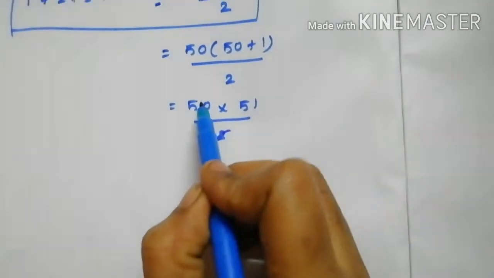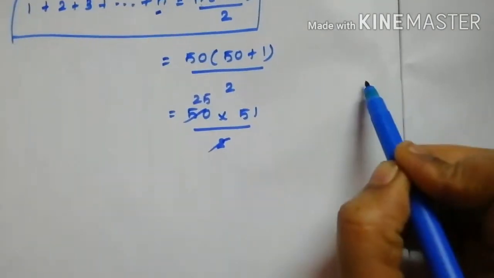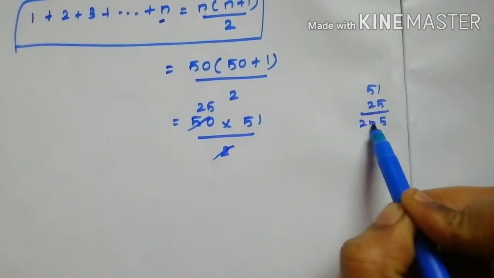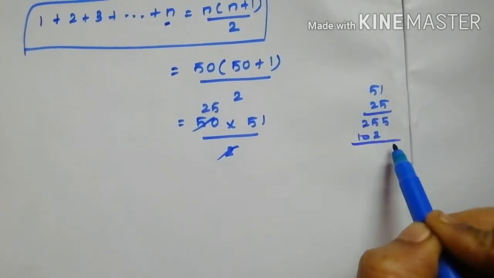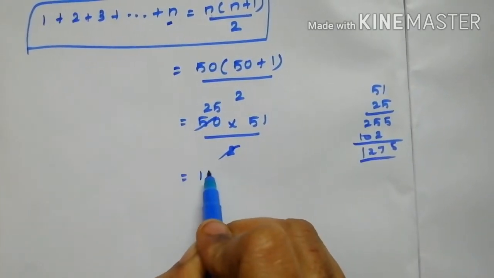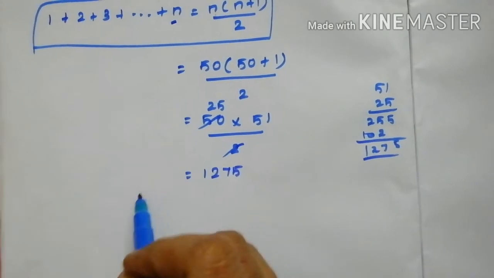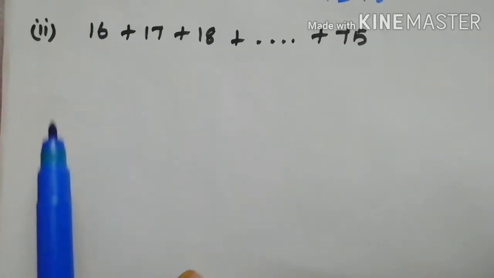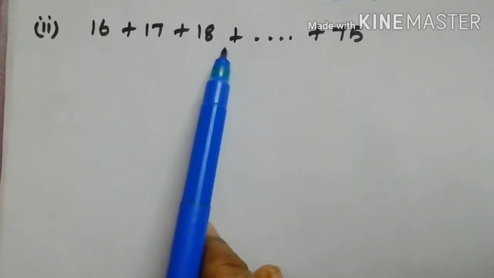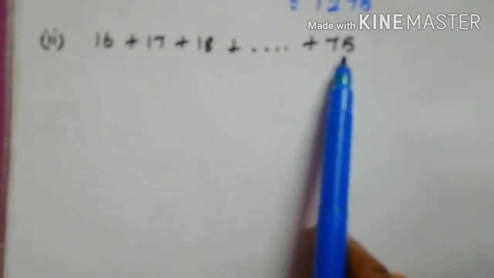Here we cancel 25. 51 into 25. 25 tens are 250... So our answer is 1275. Next is the second sum: 16 plus 17 plus 18 plus up to 75.